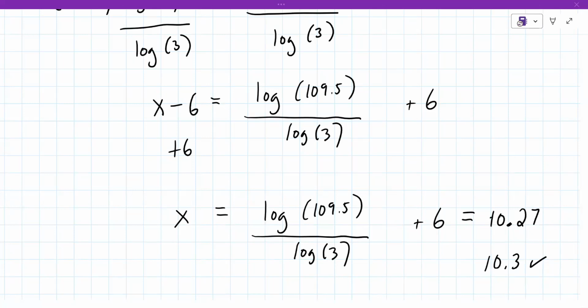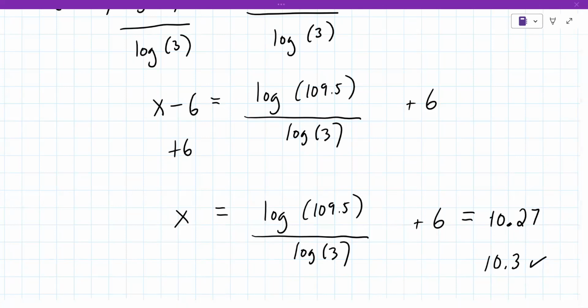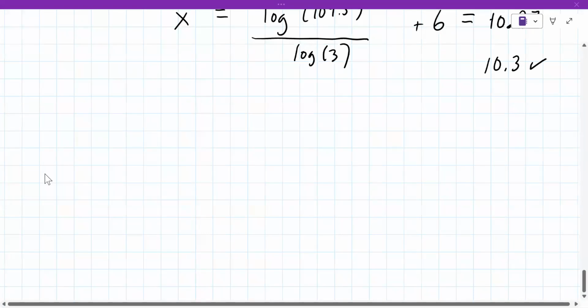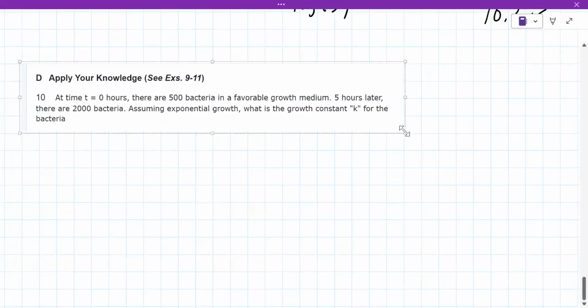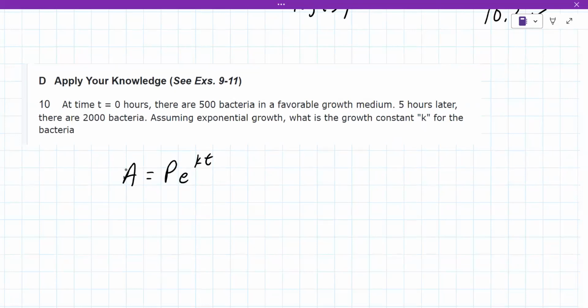Okay. So number 10 here, the apply your knowledge. This is always something a little wonky compared to what we've been doing. It's usually like a big step up depending on the types of problems we've been doing. So, all right. It does say to see exercises 9 through 11. So that means there's some sort of problem that is related to this. There is. So your class is using this formula. A equals PE to the KT.